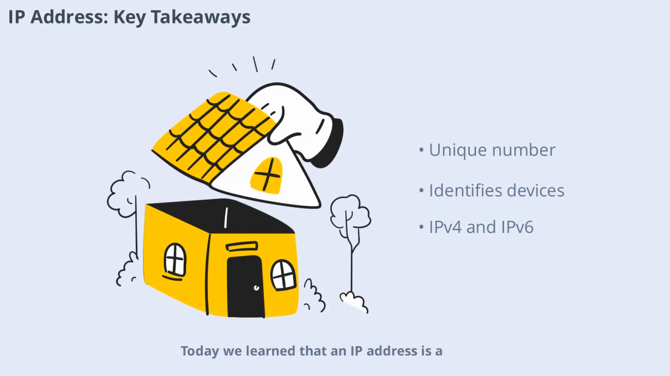Today, we learned that an IP address is a unique number assigned to every device on the internet. It identifies devices, enables communication, and comes in two main types, IPv4 and IPv6. Understanding IP addresses helps us appreciate the technology that connects us all.